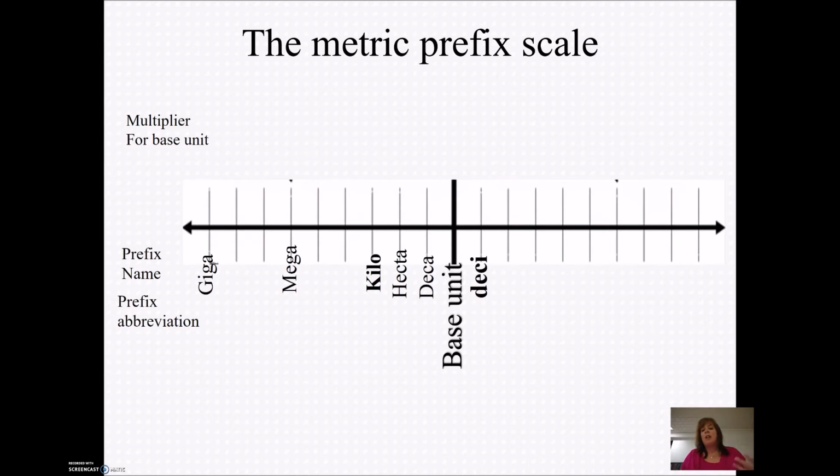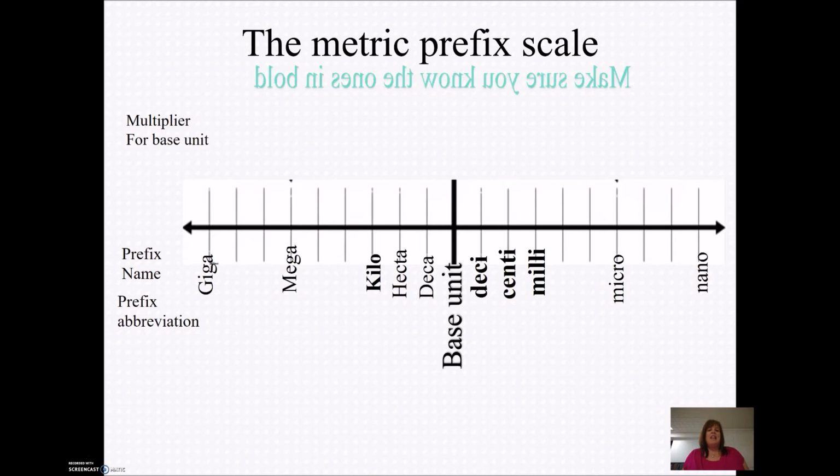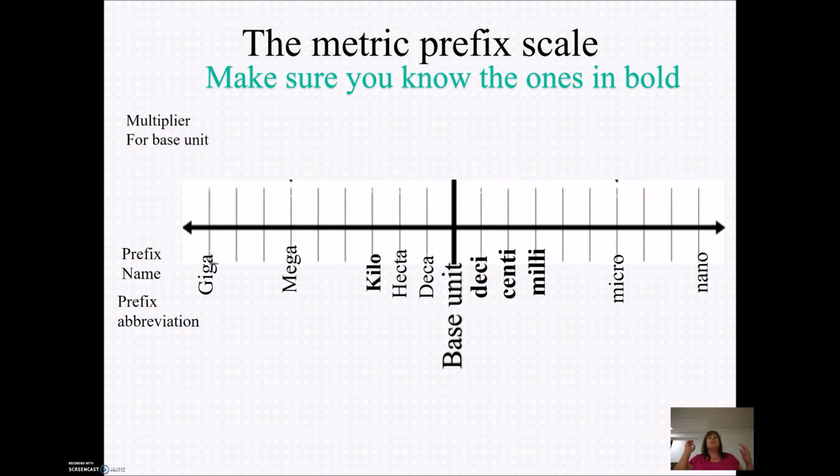The units that are smaller are the deci, the centi, the milli, then go 3 more to the micro, and 3 more to the nano. Now, the ones that are in bold here, you need to know. And our base unit here, the thing in the very middle, that's going to be like the gram. The SI base unit is the kilogram. It's the liter, it's the meter. Those are the things that are our base units.